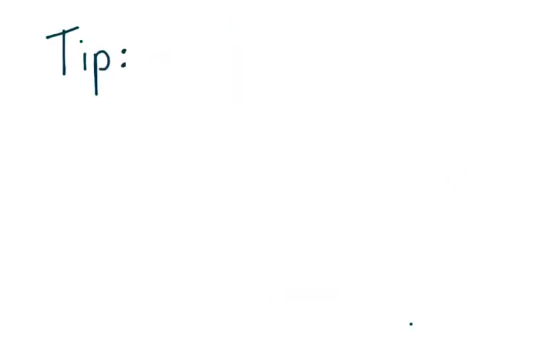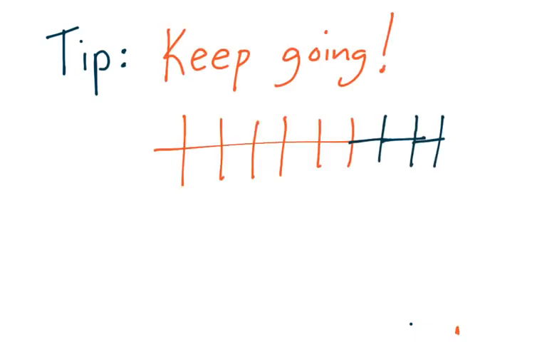Now, sometimes you might make a table and you don't find common denominators. Here's a tip. If that happens, keep going. Just add some more columns to your table and you'll eventually find the common denominator.